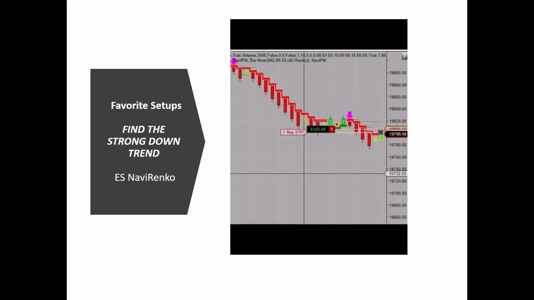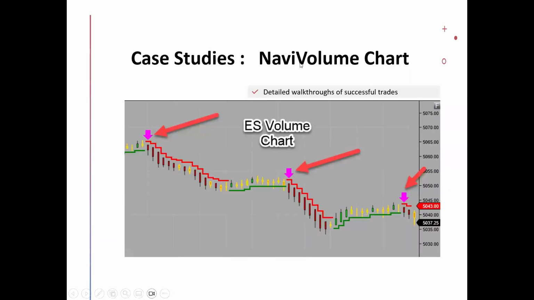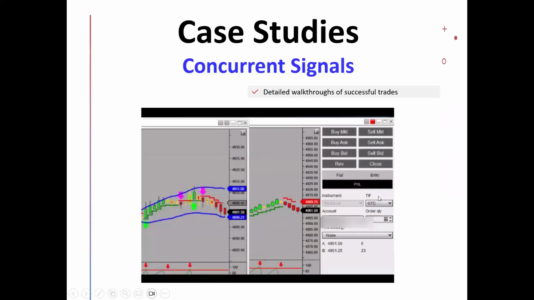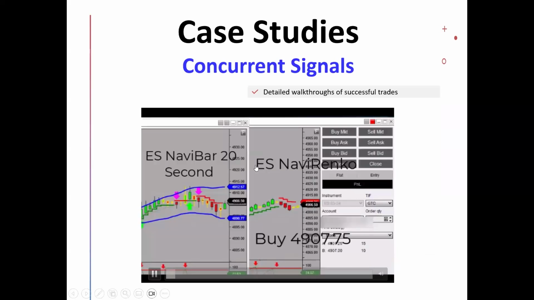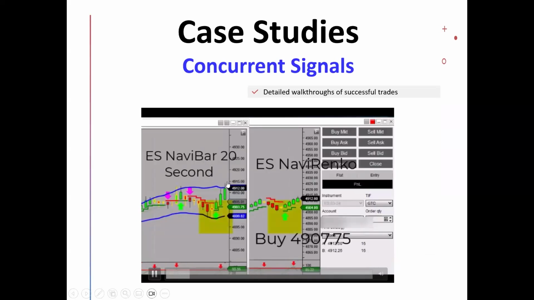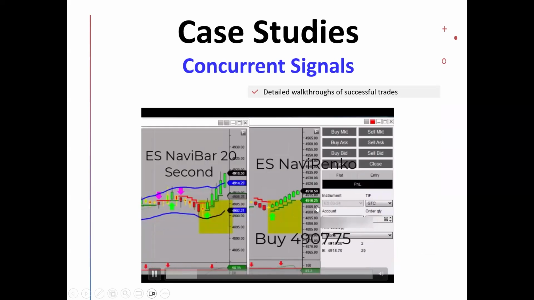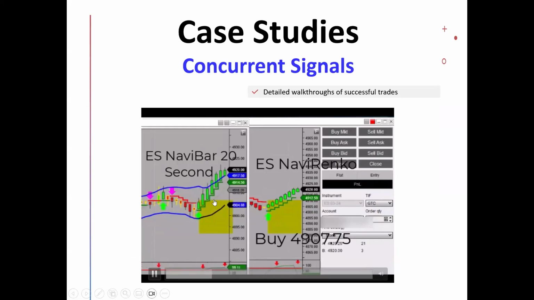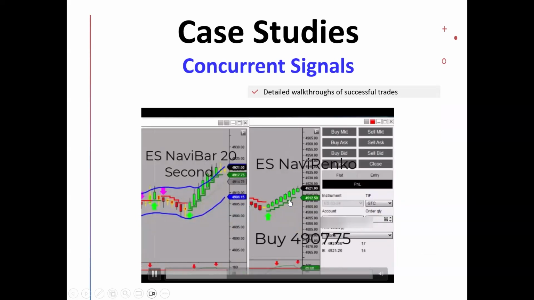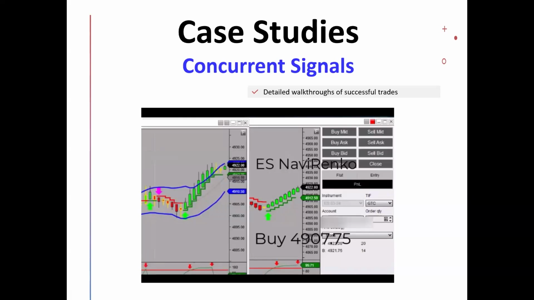All right, so here we moved down and came up and hit the trailing stop. Okay, so again, here's the E-mini chart with a couple of sell signals. All right, now here's an example where on the left side of the screen, we've got a 20-second chart where we're moving up. This is actually the same price series. On the left side is a 20-second chart. The right side is the NaviRenko chart. So here we're showing a move up on the E-mini.